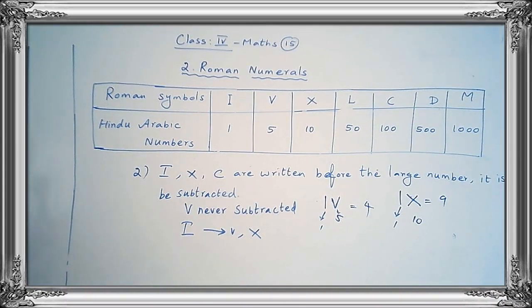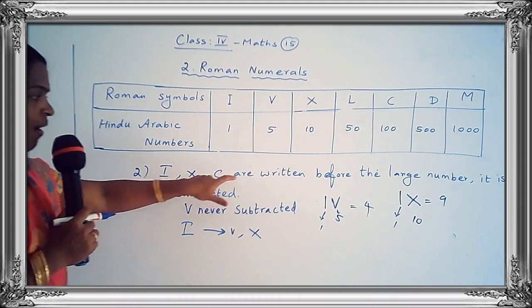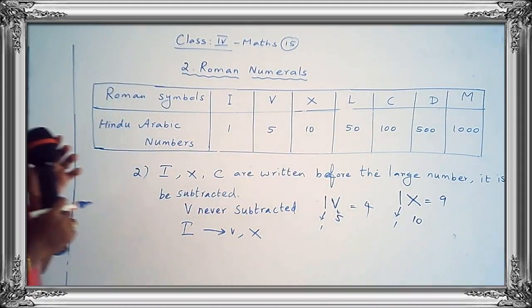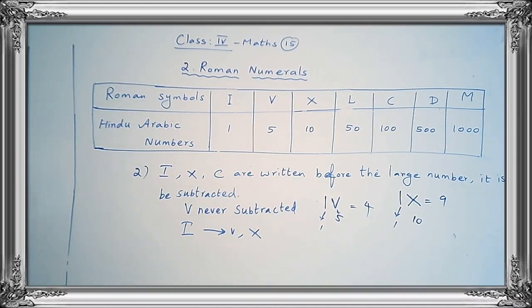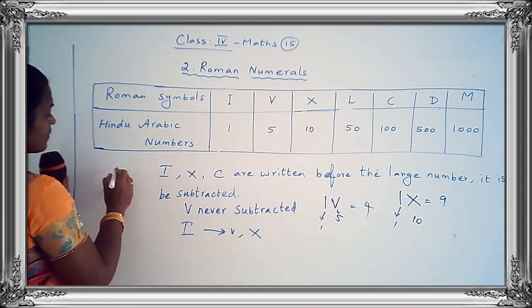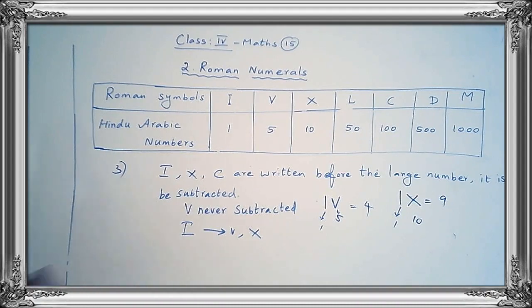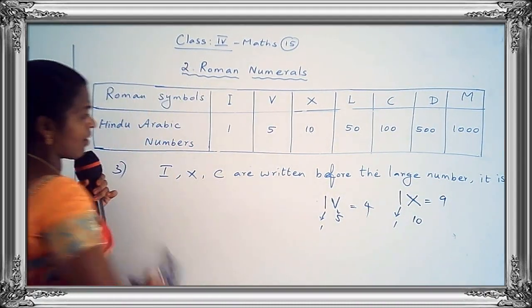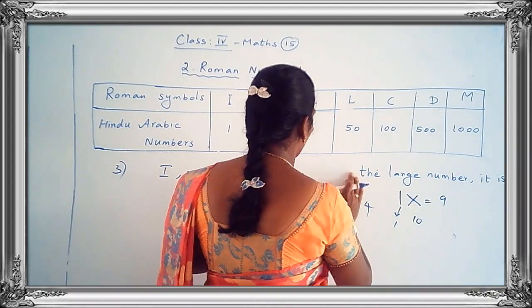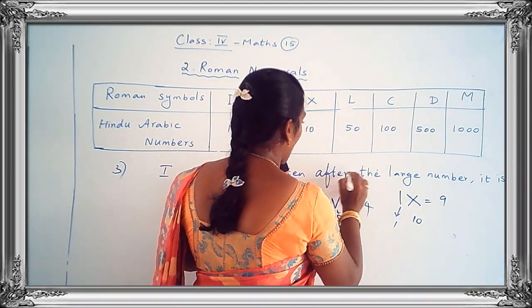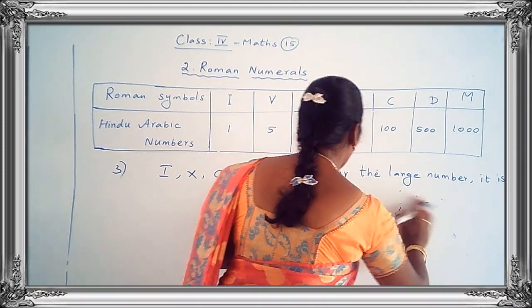Okay. So the second rule is I, X, C are written before the large number, it is to be subtracted, okay. And V is never subtracted, but I can be subtracted from V and X only. Okay, clear? Yes, this is the second rule. Now you come to the third rule. Third rule, okay. When I, X, C are written after the large number, after the large number, it is to be added, okay.